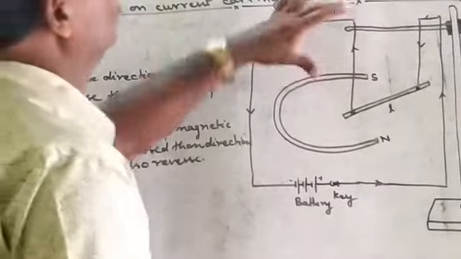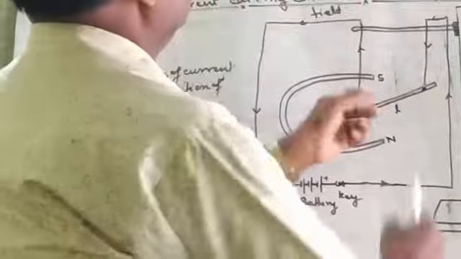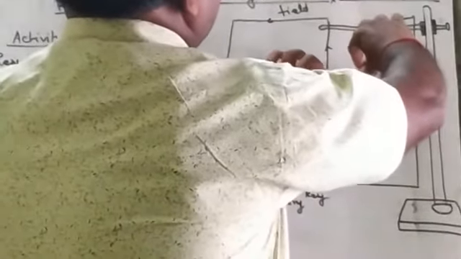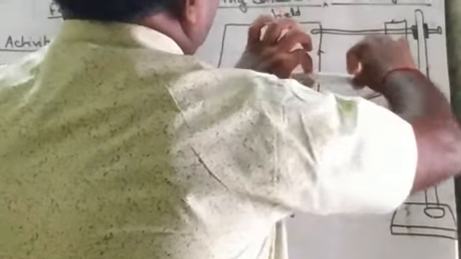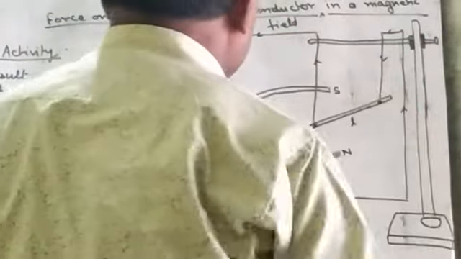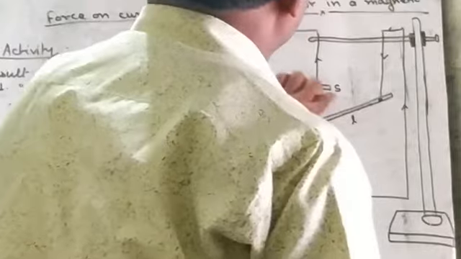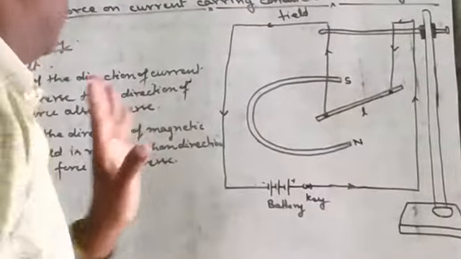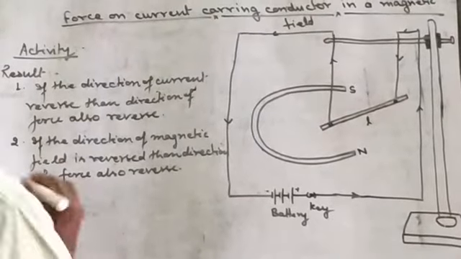Suppose, and you see, this is free to move. This is hanging between them. Then what happens? This is able to move like this also. If the direction of the magnetic field is reversed, then the direction of force is also reversed. Second result here. Third result.